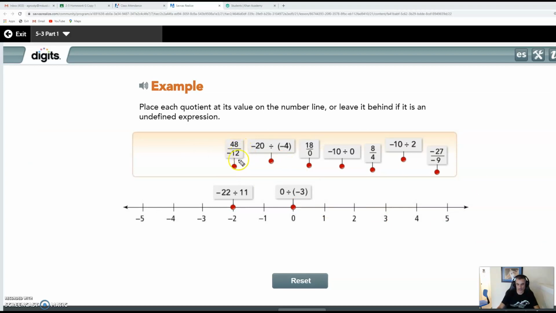48 divided by negative 12. This one's already written as a fraction. The signs are different, positive divided by negative, so my answer is negative. 48 divided by 12 is 4. So I'll grab this one and put it at negative 4.